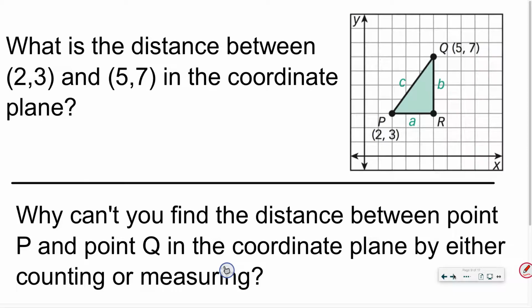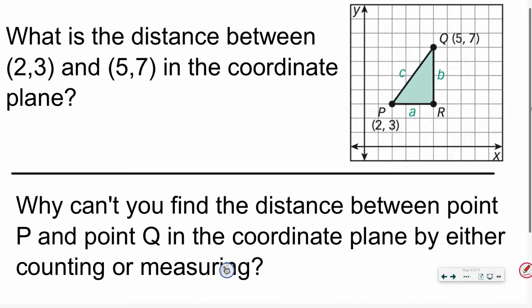Why can't I find the distance between P and Q by counting or by just measuring? What's the problem here? Like, why can't I say this is 1, that's 2, that's 3, that's 4? Why can't I do that? Okay, because it's on an angle.